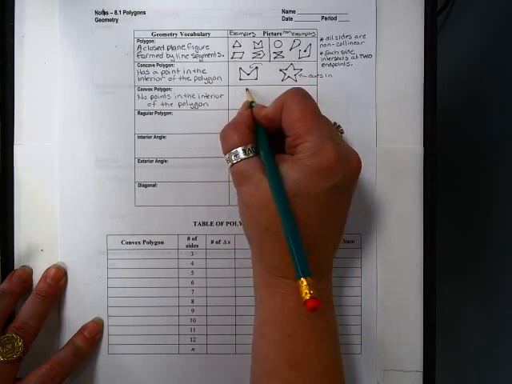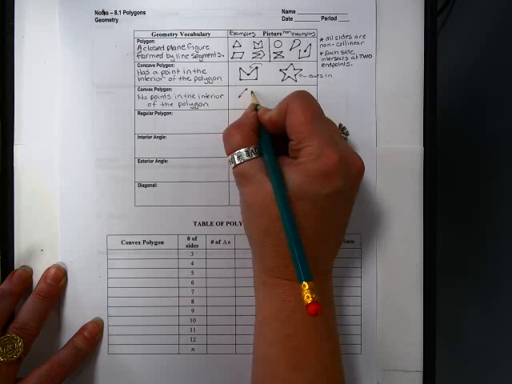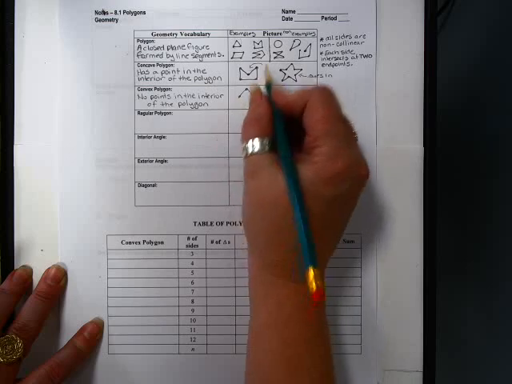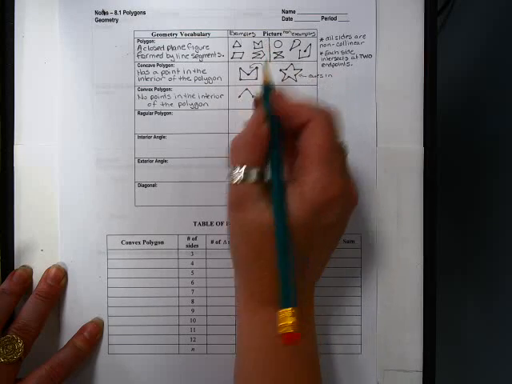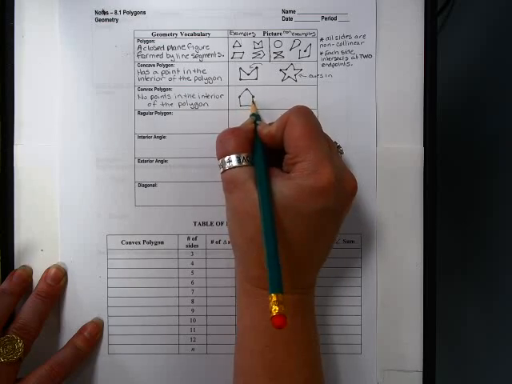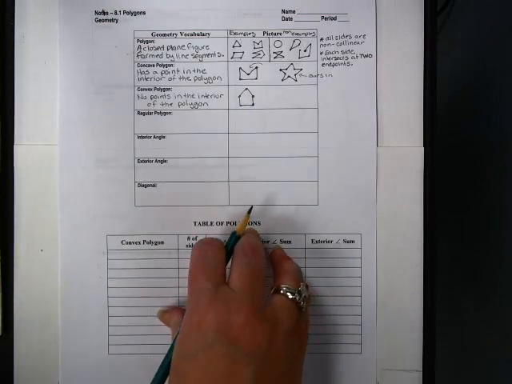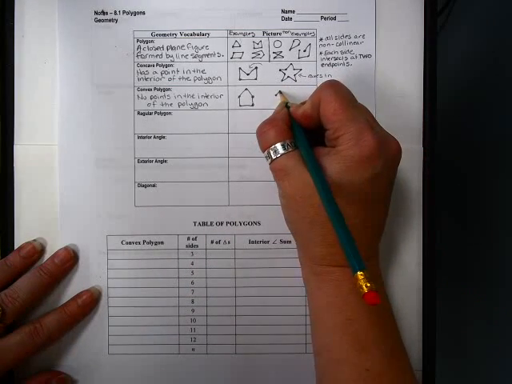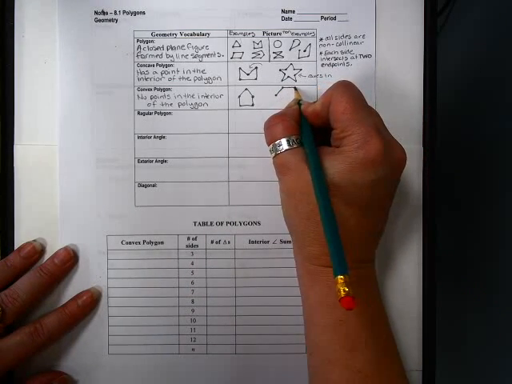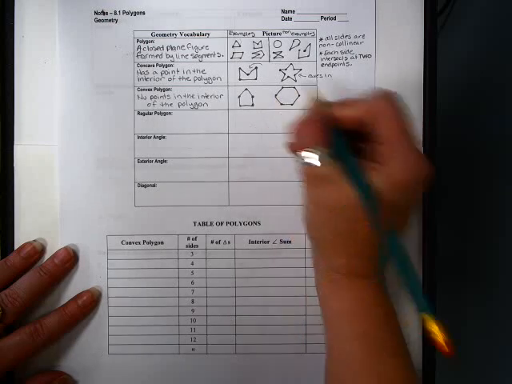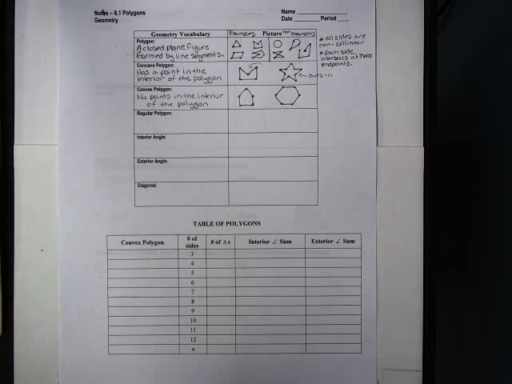Here's another example. This is a five-sided figure as well, just like this one was a five-sided figure, but this one is concave because it caves in, and this one is convex because it does not cave in. And then here's another one. 1, 2, 3, 4, 5, 6. There's a six-sided convex polygon.